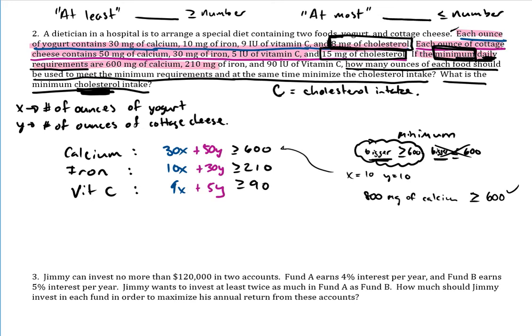So these were involved with those inequalities. Okay, so we've got almost everything down. And now we're back to the underlined part. It said how many ounces of each food. We did already take care of that with the variable setup. To minimize the cholesterol intake, what we need to do is say minimize cholesterol.